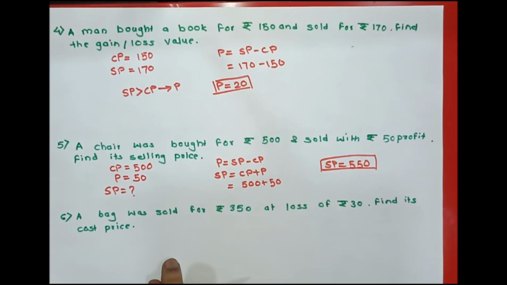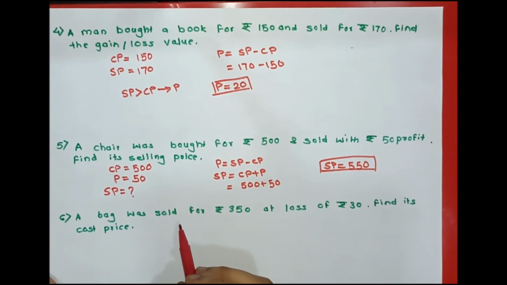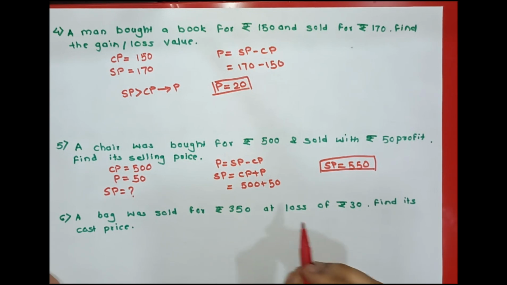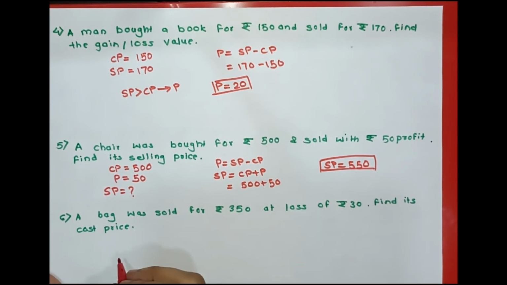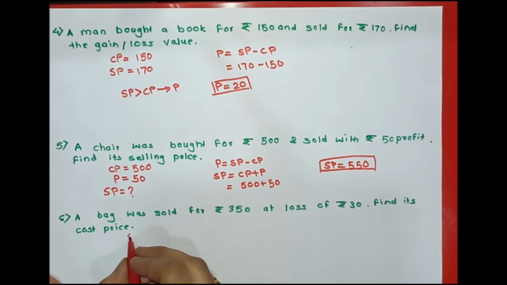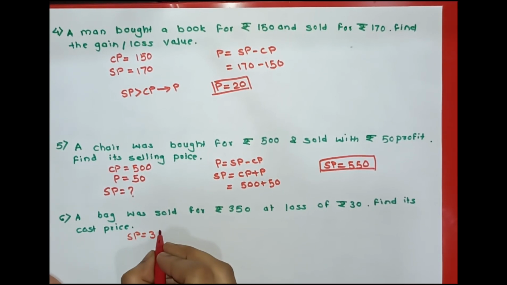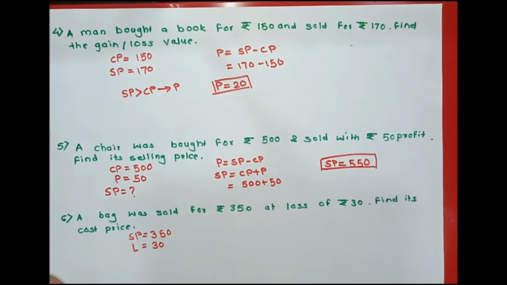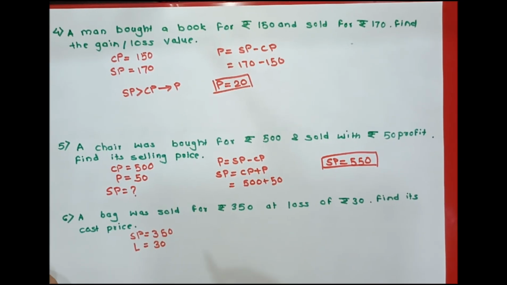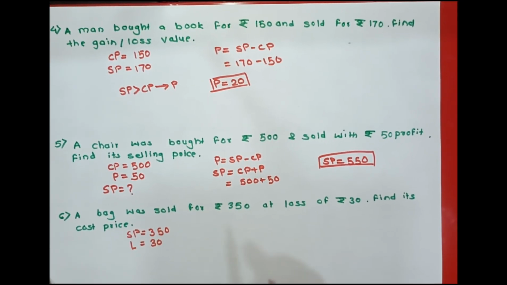Next and the last question, a bag was sold for rupees 350 at a loss of rupees 30. Find its cost price. The selling price of the bag is given as rupees 350 and the loss is given as rupees 30. As it is a loss, clearly the cost price will be greater than the selling price.